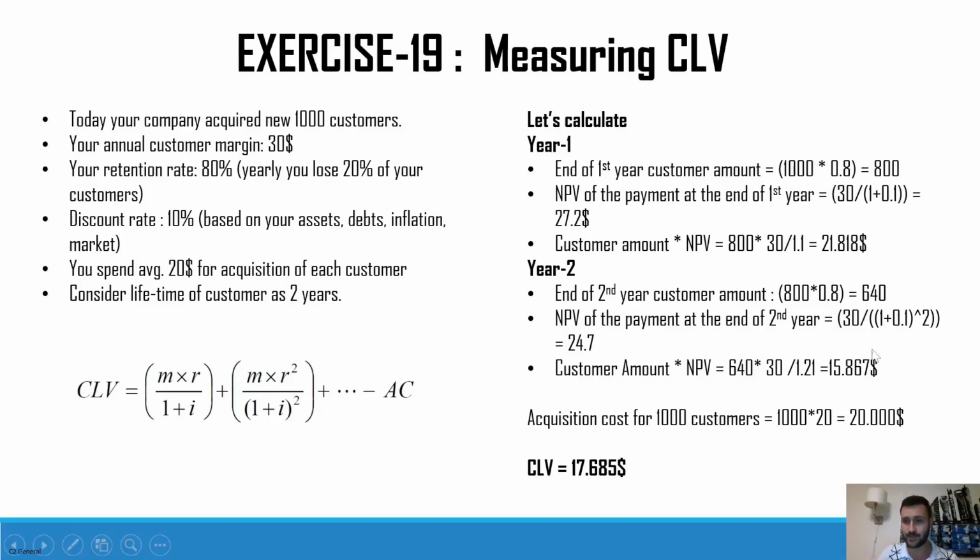You need to sum these two values and subtract the acquisition cost you paid today. How much money did you pay? As we mentioned, you spent $20 for each acquisition and you acquired 1,000 customers. So $20 multiplied by 1,000 customers makes $20,000. When we sum these and subtract this amount, we get around $17,000, which is the customer lifetime value of these 1,000 customers I acquired today.